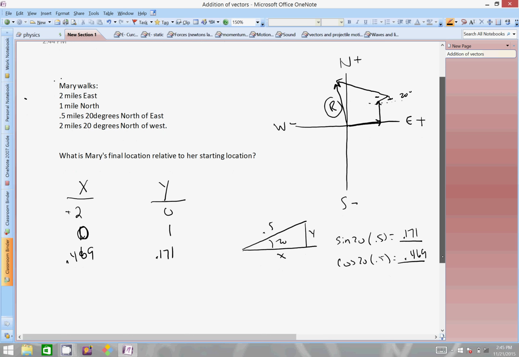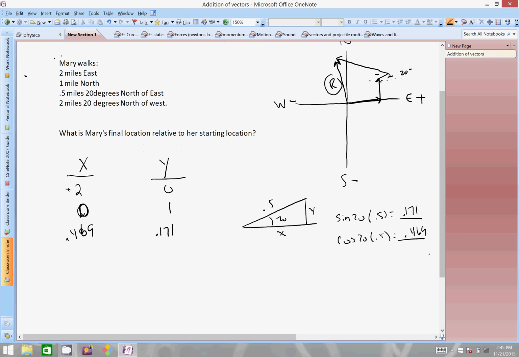Now I'm going to show one way to calculate this, and there are others, but this is one way. We're going 2 miles north of west. Quadrant wise, this is what we're doing, and this angle is 20 degrees. This is 2 miles. This would represent my y component, and this would represent my x component.